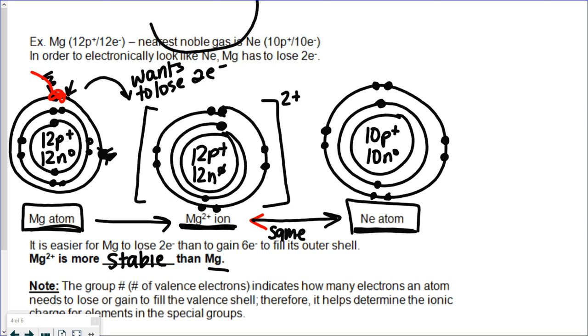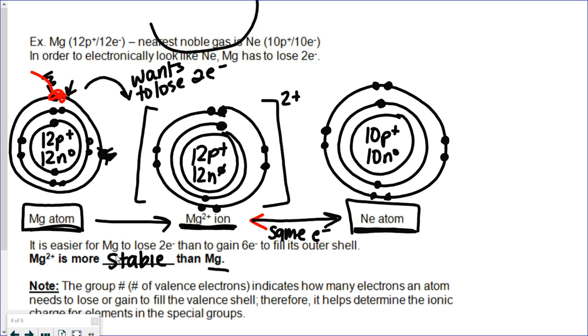Same electrons, right? The magnesium ion looks like neon: 2 electrons in the inner shell, then 8 in the next shell, which is your valence shell. And so there's a little note at the bottom.